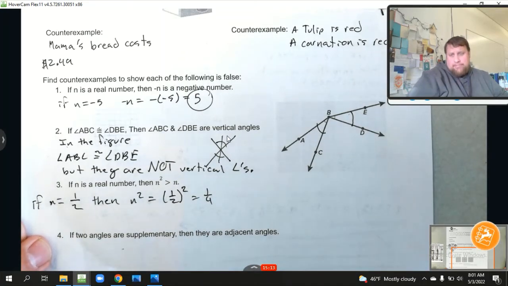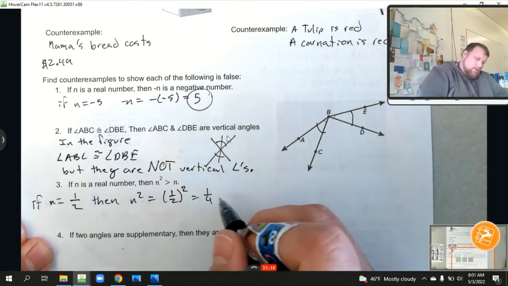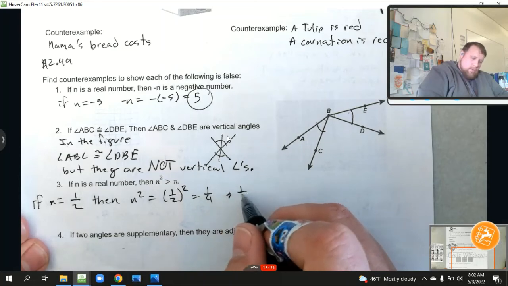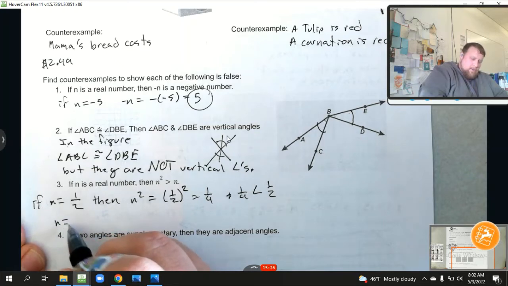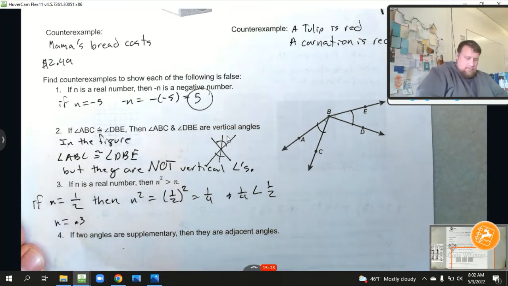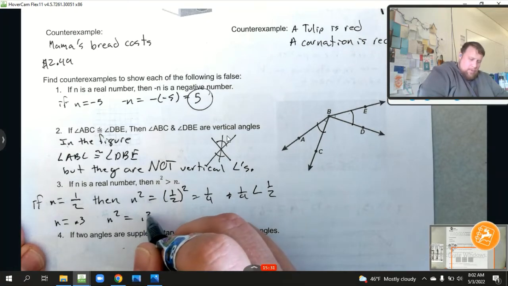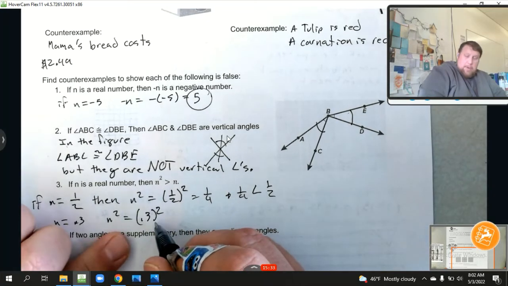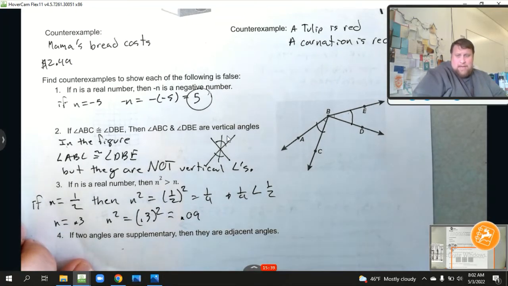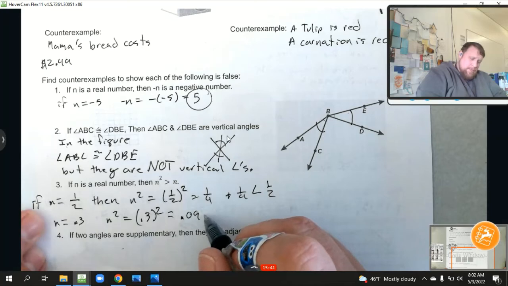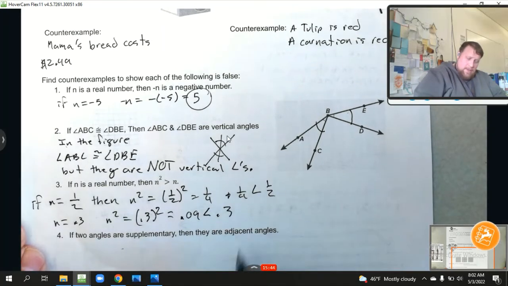Don't believe me? If you have half a dollar, you have 50 cents. If you have a quarter of a dollar, you have a quarter, 25 cents. So 1/4 is less than 1/2. There's your counterexample. If I were to use a decimal, if n equals 0.3, n squared would be 0.3 squared, which would be 0.3 times 0.3, or 0.09, right? You got to move that decimal over for each one. And 0.09 is less than 0.3, because I can put a 0 there. That's like saying 9 cents is less than 30 cents. See?